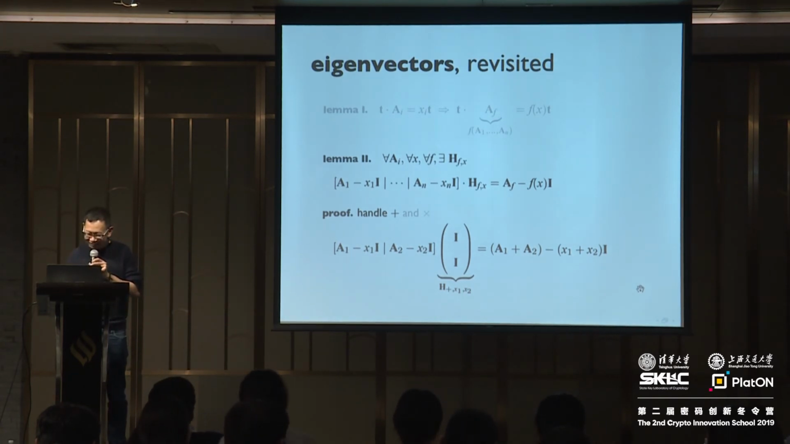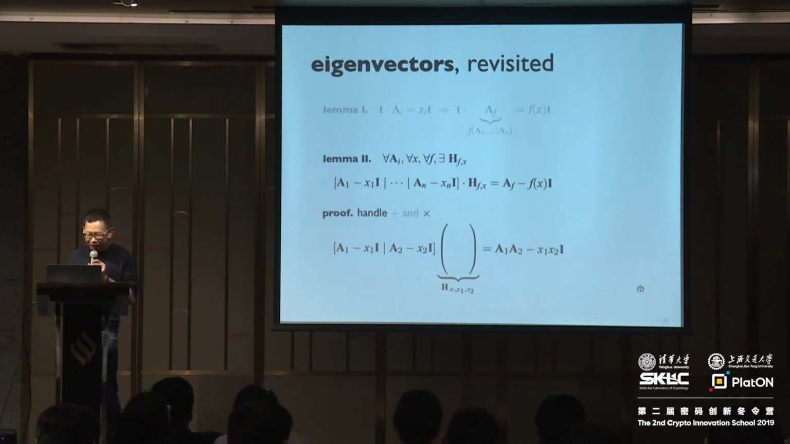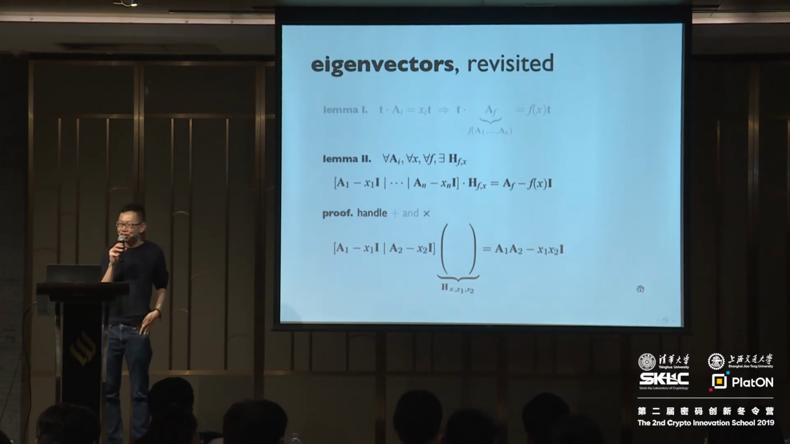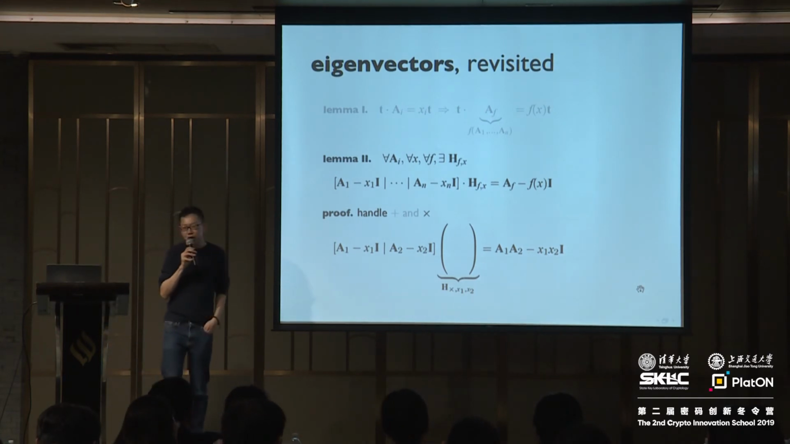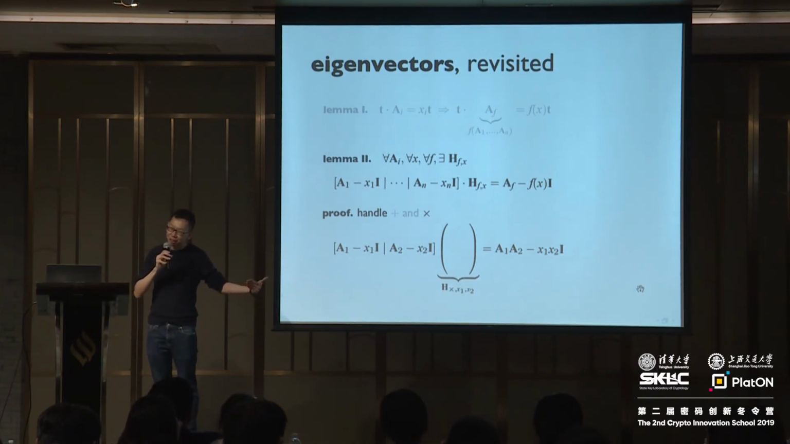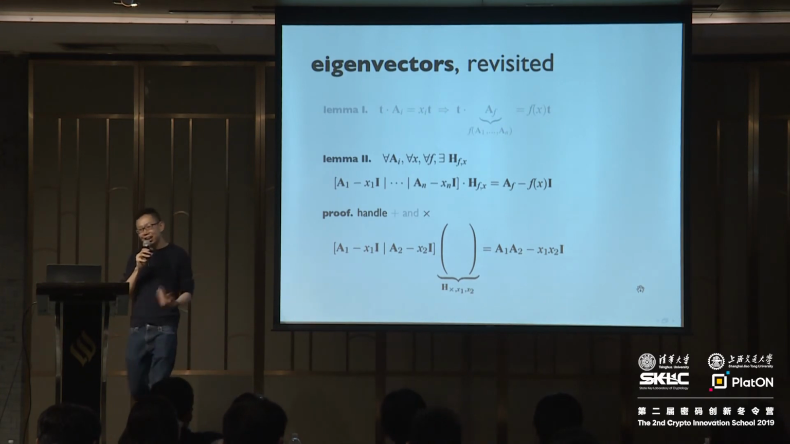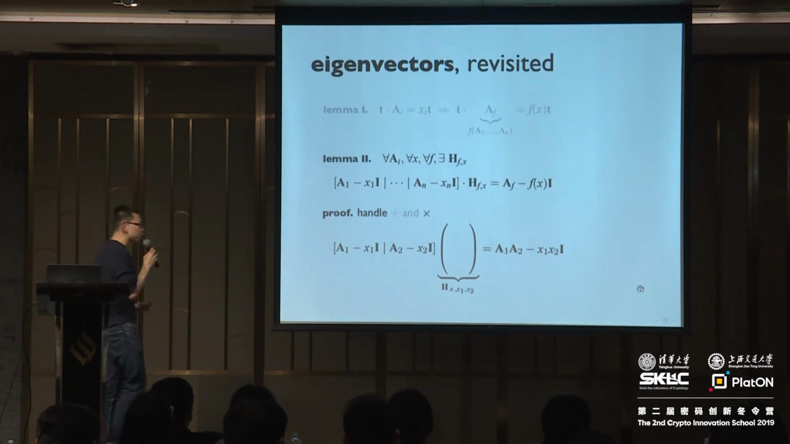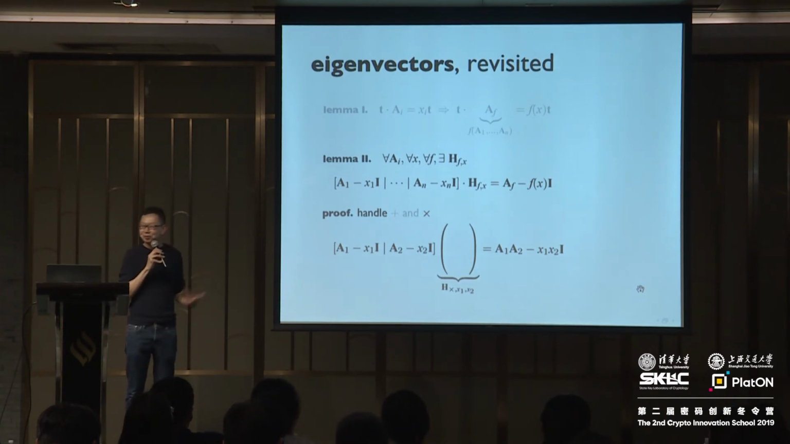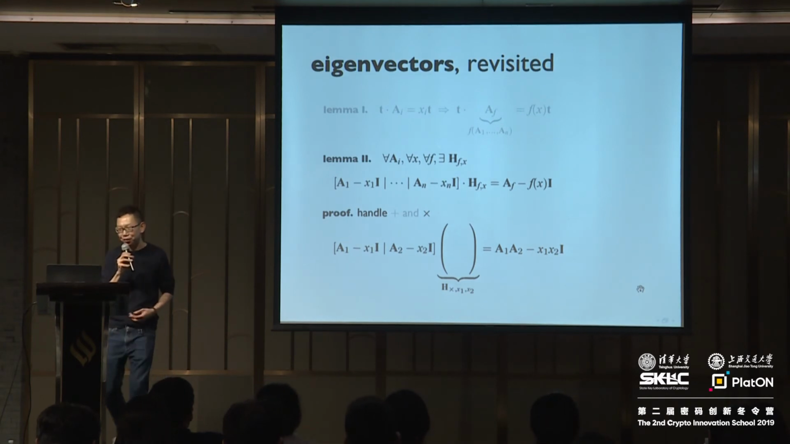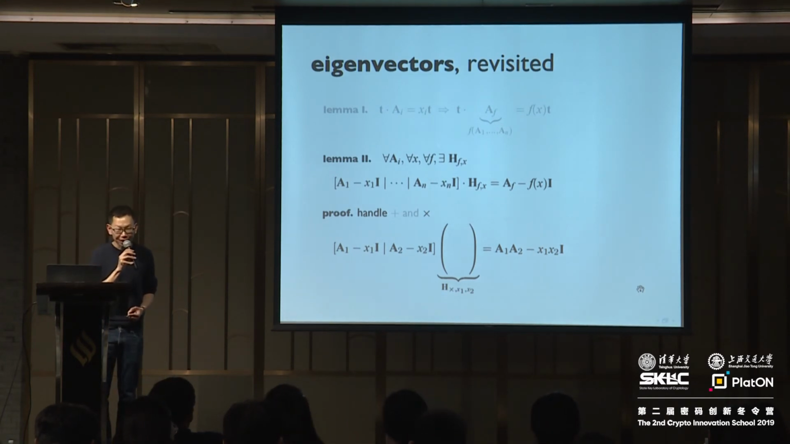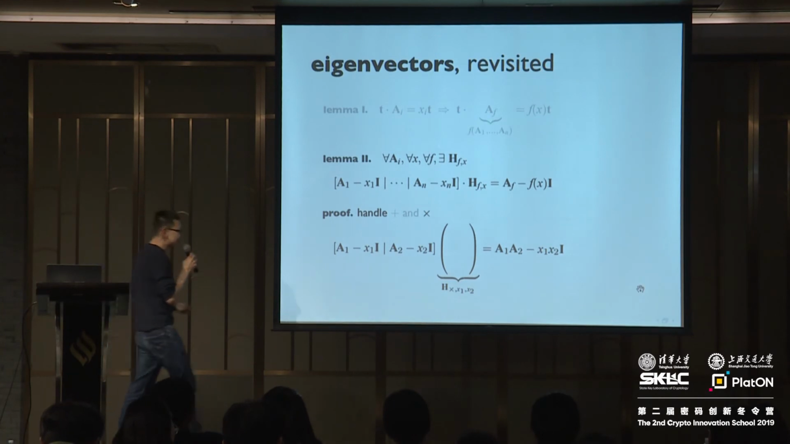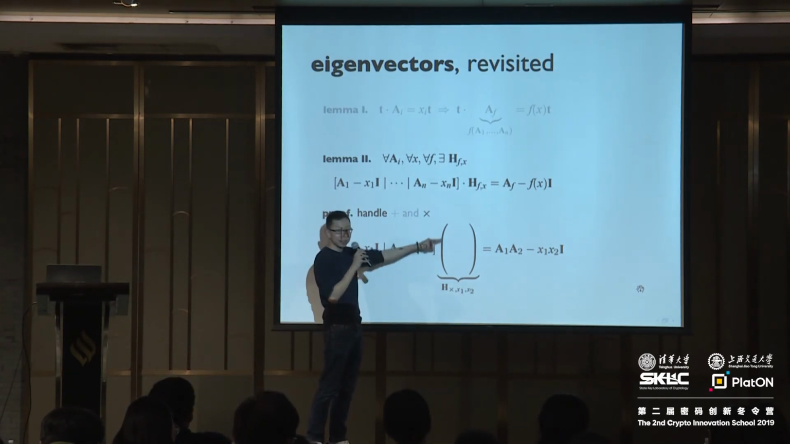The more interesting part is multiplication. We know what we want the left-hand side to be. We know what we want the right-hand side to be. Again, remember, A sub multiplication is just multiplying the two matrices together, so it's A1 times A2. And now I want to construct a matrix H such that blah times H is A1 times A2 minus x1 times x2 times I.